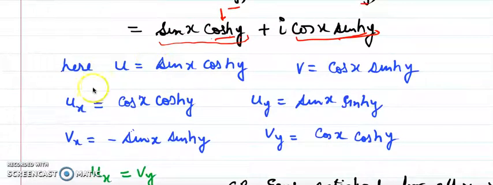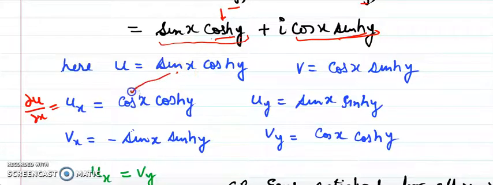For the CR equations, we have to find four partial derivatives. The first one is the partial differentiation of u with respect to x. When you are finding the partial differentiation of u with respect to x, x is only here in sine of x, so the y part is a constant in the partial derivative. The derivative of sine becomes cos, and we get cos x cosh y, same.